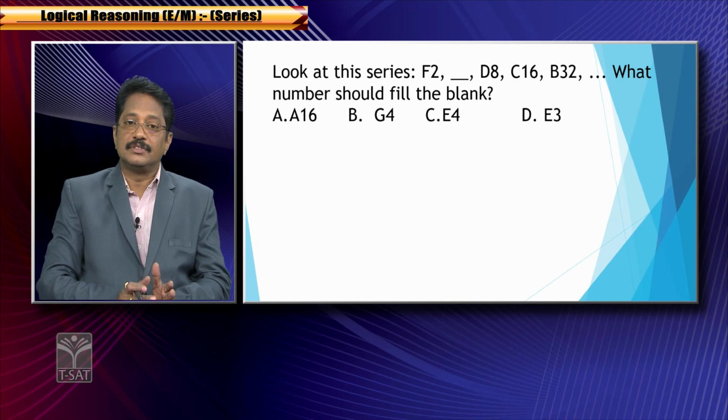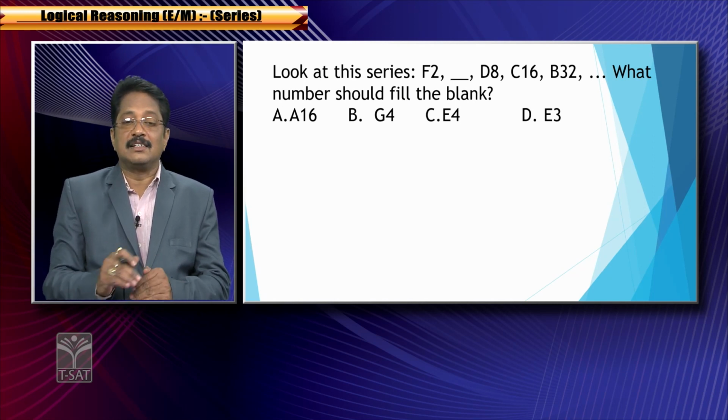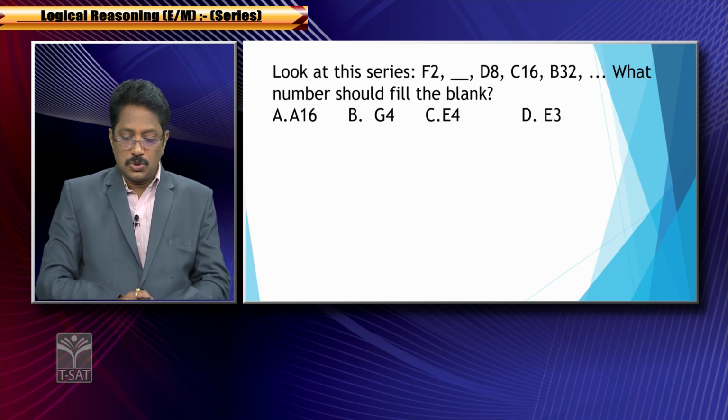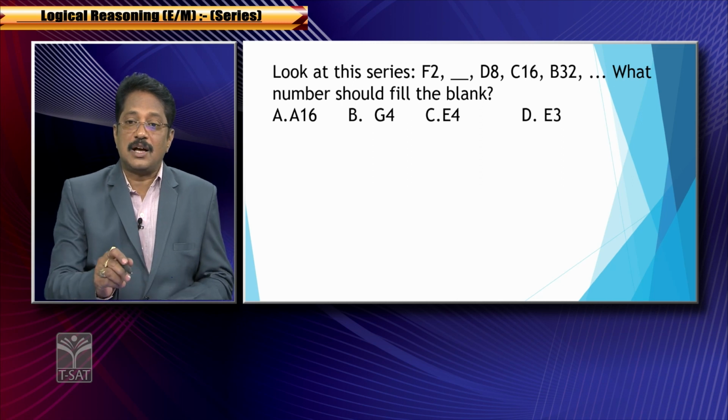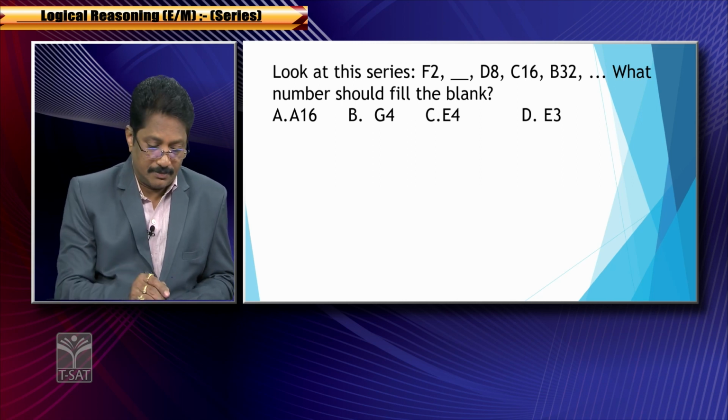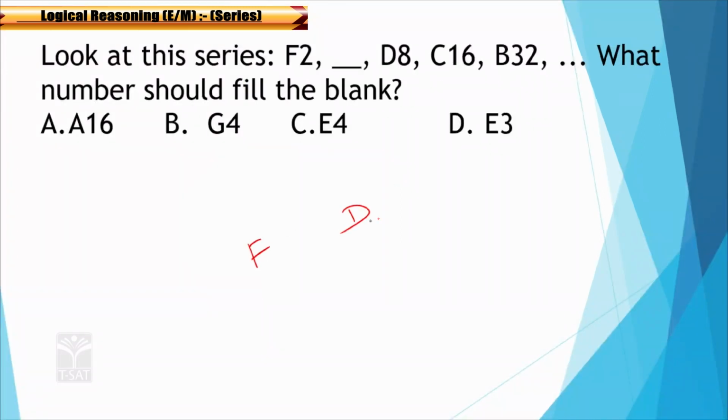Okay, next. Look at the series. It is a combination of letters and numbers. F2, D8, C16, B32 is given. First write the letters: F, D, C, B. Means B, C, D, E, F required. And the numbers: 2, 8, 16, 32. 2 2s are 4, 4 2s are 8, 8 2s are 16, 16 2s are 32.